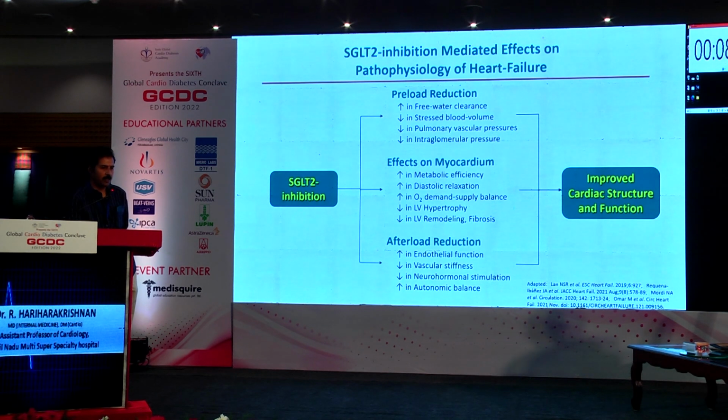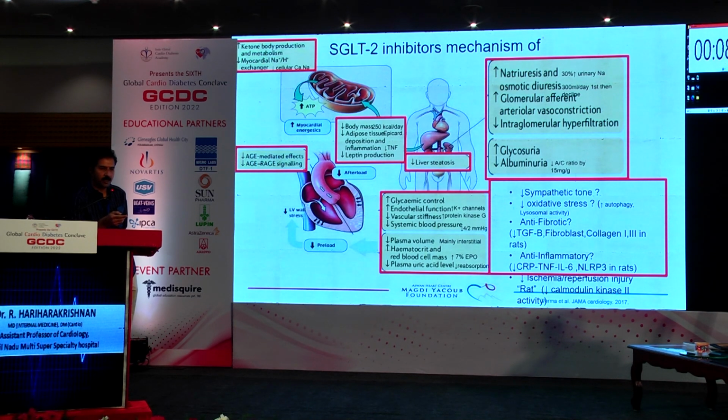In afterload reduction, it is mainly through the improvement of endothelial function and decrease in vascular arterial stiffness. But the most important mechanism is the direct myocardial effects by means of metabolic efficiency, by shifting the cardiac metabolism from glucose and fatty acid towards ketones. It will improve the diastolic relaxation and the myocardial contraction by means of calcium homeostasis by inhibiting the sodium-potassium exchange. It will reduce the LV hypertrophy and remodeling. These slides show the various mechanisms.